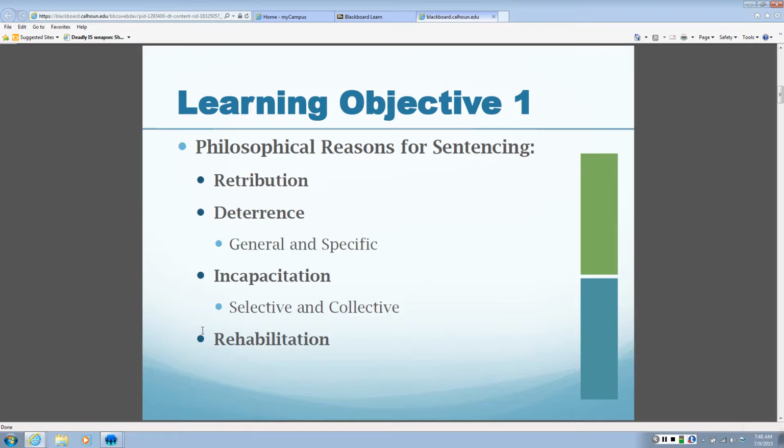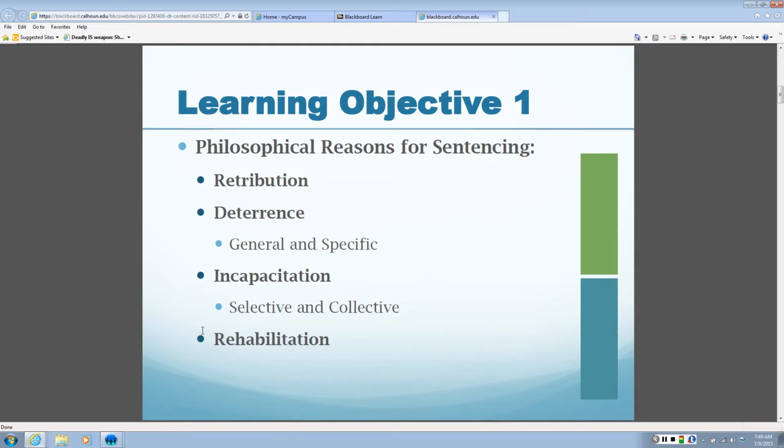So this is more along the lines of old style punishment from back in the day, when it was more like getting even with somebody. I do something to you, you do something back at me. Well, you break the law, we're going to do something back to you, and that's what retribution is. And understand that there's still a little bit of that belief in sentencing criminals and punishing them today. We're going to get back at you. You've got to pay because you've done something wrong. So that's one of the philosophical reasons for sentencing.